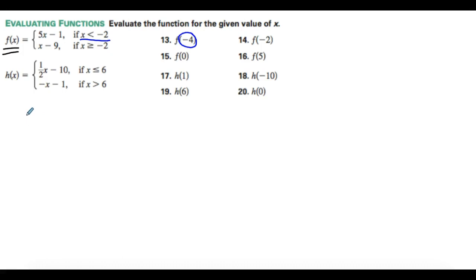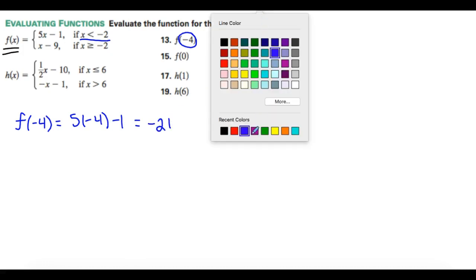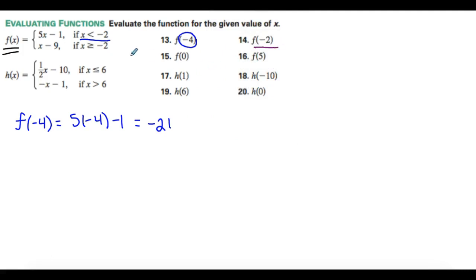So if I think about that, f of negative 4 would be 5 times negative 4 minus 1. You can see that all I'm doing is replacing x with the value that I have in parentheses. 5 times negative 4 is negative 20, minus 1 is negative 21. So we keep going. Negative 2. Because it needs to be equal to negative 2, I'm going to choose the bottom domain. The bottom domain is where it is equal to negative 2, so that's why I'm allowed to plug that in there. So f of negative 2 would be negative 2 minus 9, which is negative 11.